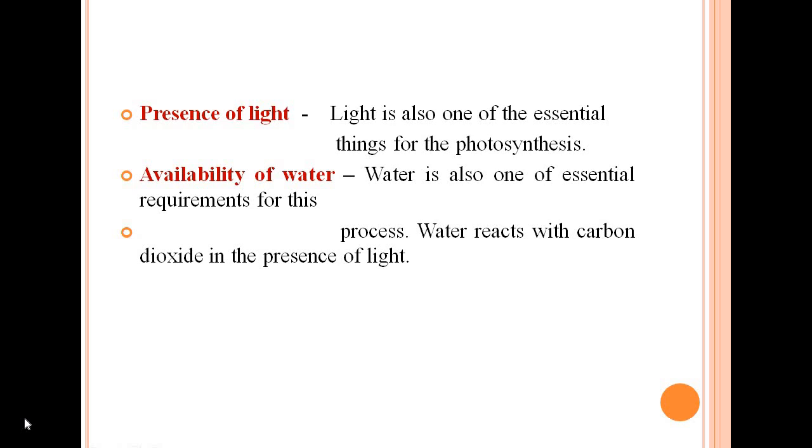The next condition is the availability of water. Water is also one of the essential requirements for this process. Water reacts with carbon dioxide in the presence of light. As we have discussed in our previous slide, water and minerals are taken up by the roots from the soil.